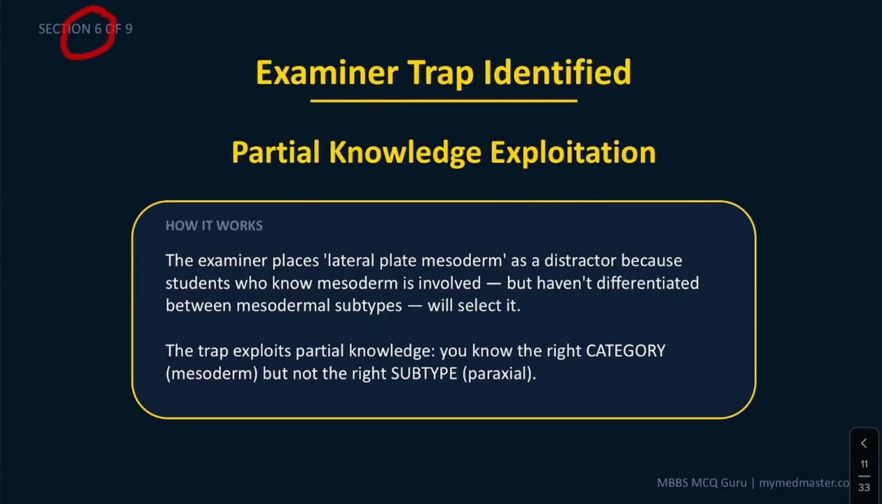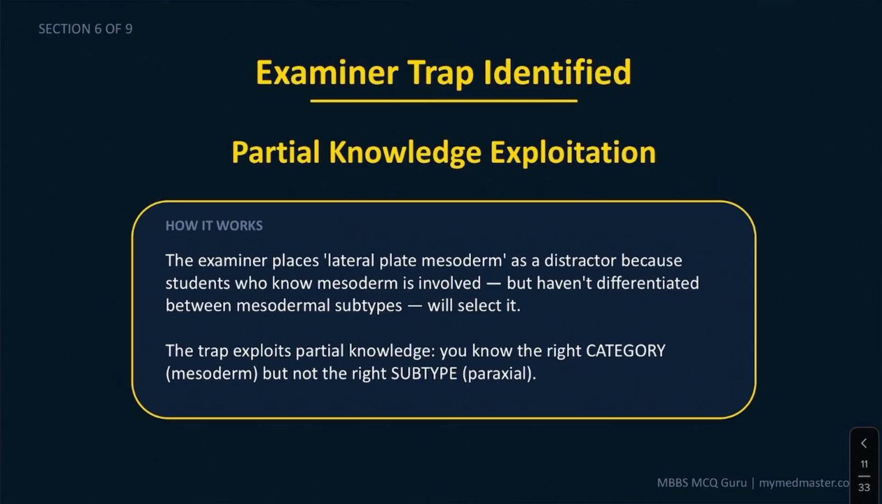Then the sixth section. This is examiner trap identified. The trap type here is partial knowledge exploitation. Here is how it works. The examiner knows that many students will recognize mesoderm is involved. That's the easy part. But the trap is in the subtypes.